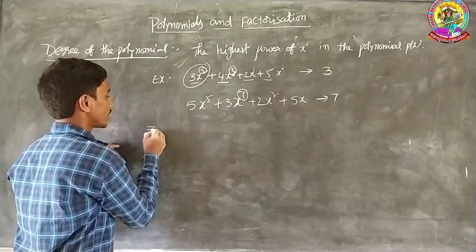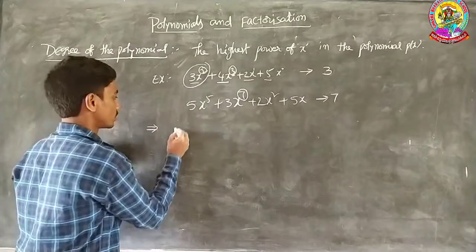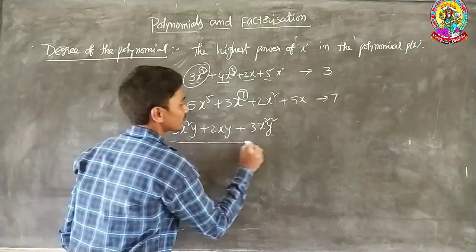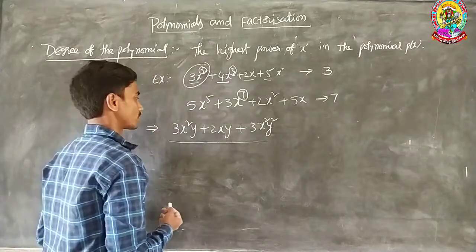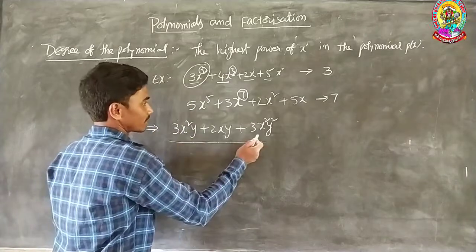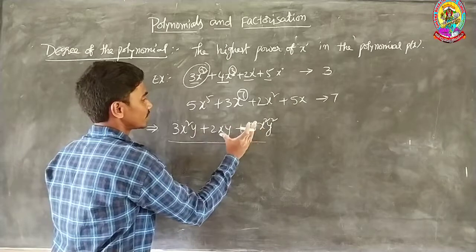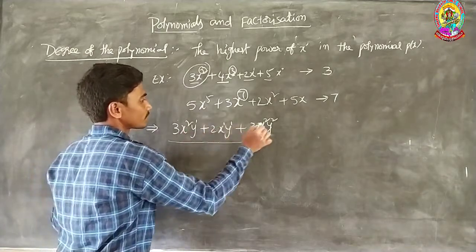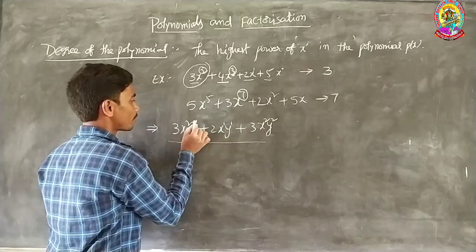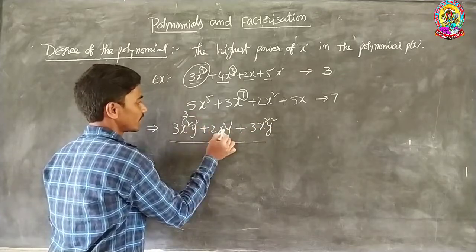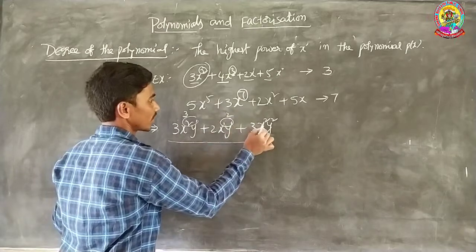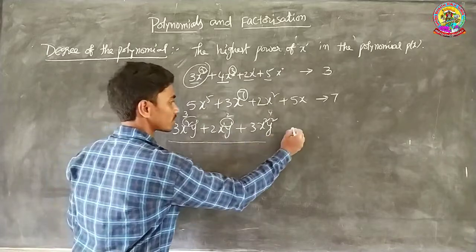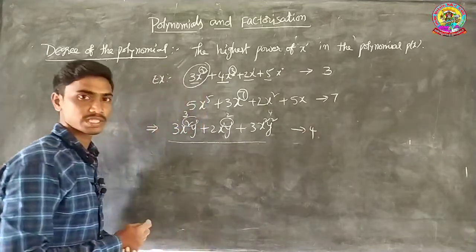Next, for example, here I am using the expression y plus 2xy plus 3x square y square. It is an expression. Clear with that? In this expression, what is the degree? Simply count the highest power. Here the combined power is 2 plus 1, which is 3. Here the combined power is 1 plus 1, which is 2. Here the combined power is 2 plus 2, which is 4. So the degree of this expression is 4. Clear with that?